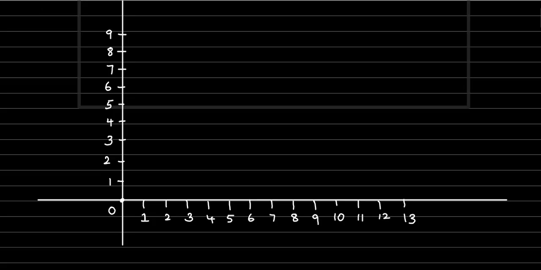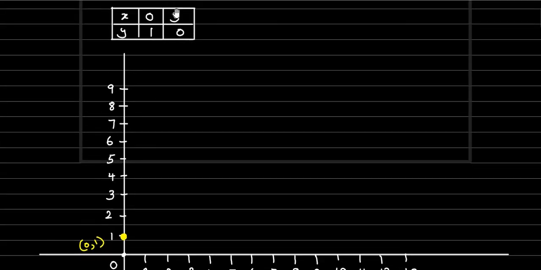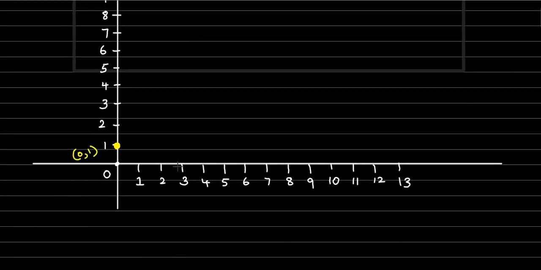This point is the 0, comma 1 point. And what about the other one? 3, comma 0. Where do we have 3, comma 0? If y is 0, it lies on the x-axis. So this particular point is 3, comma 0. Now, let's join both the points.